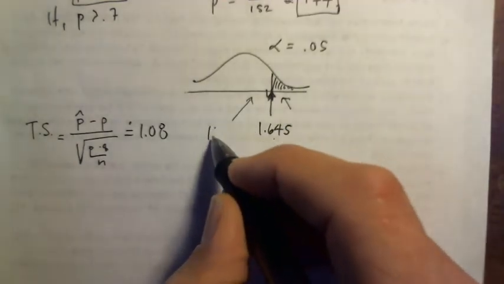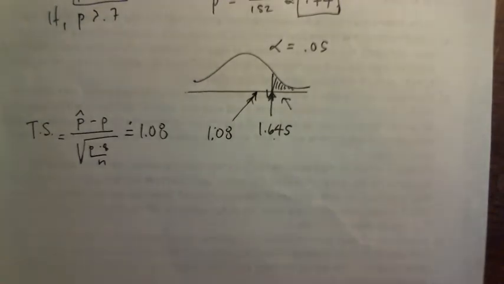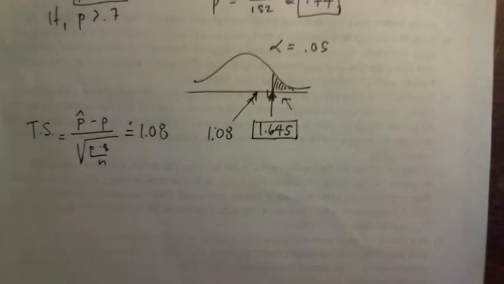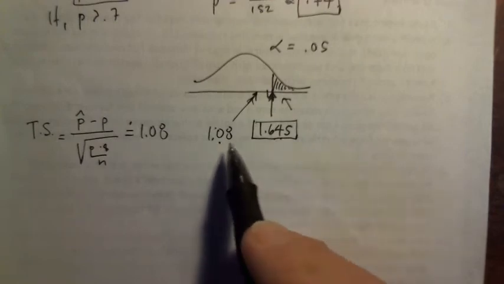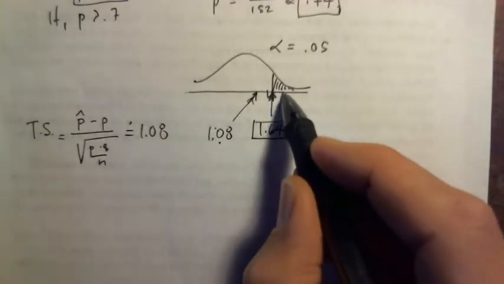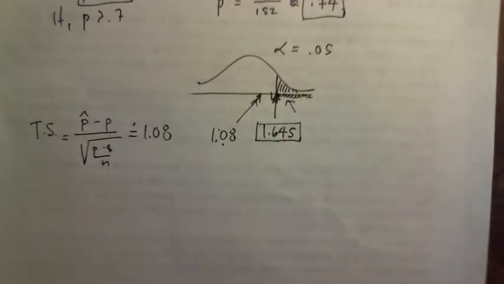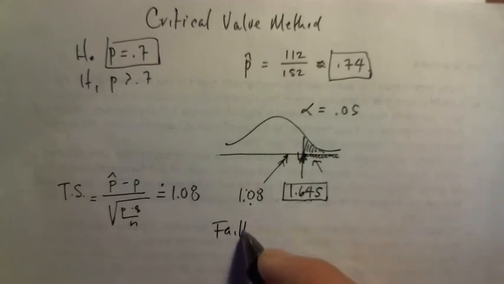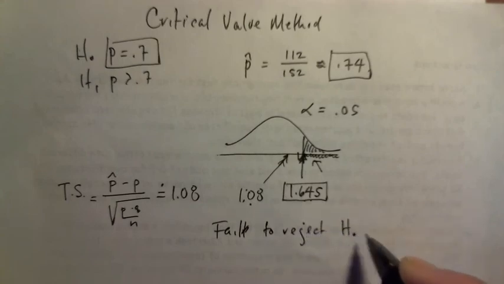1.08 is on this side. It's not considered an unusual score according to this critical value. The critical value was 1.645. The z-score, or the test statistic, was 1.08. The test statistic does not fall within what the book calls the rejection region, so we're going to fail to reject the null hypothesis. Once again, fail to reject the null hypothesis.